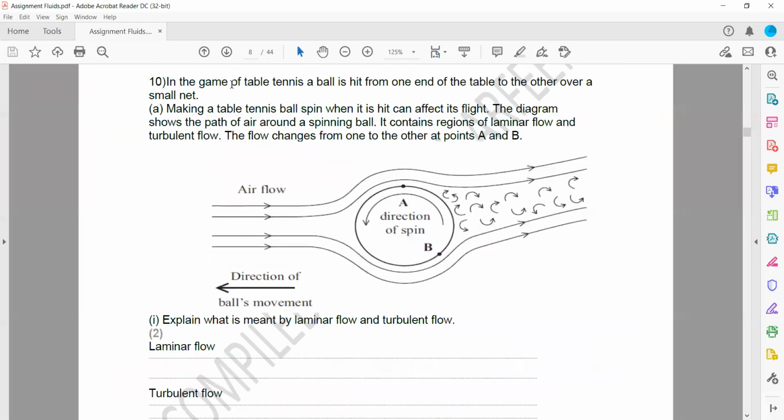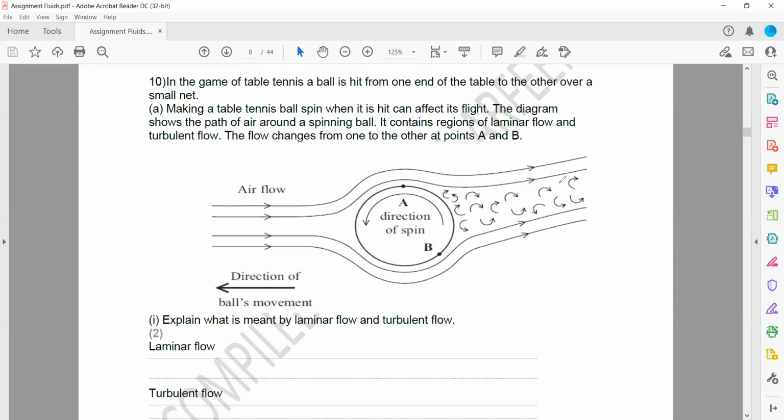In question 10, in a game of table tennis, the ball is hit from one end of a table to the other over a small net. Making a table tennis ball spin when it is hit can affect the flight, for example the distance it travels or how much time it will remain in the air. That flight time can change if we spin the ball. The diagram shows the path of air around a spinning ball.